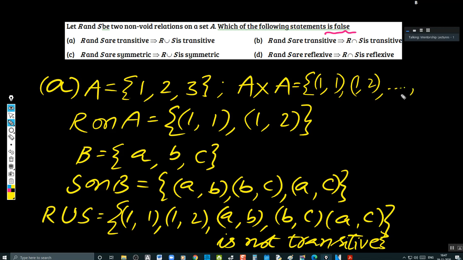And so on, finally 3, 3 like that. You must take a part of it, no? That is the reason why I wrote R on the set A, which means it is a relation defined on set A.